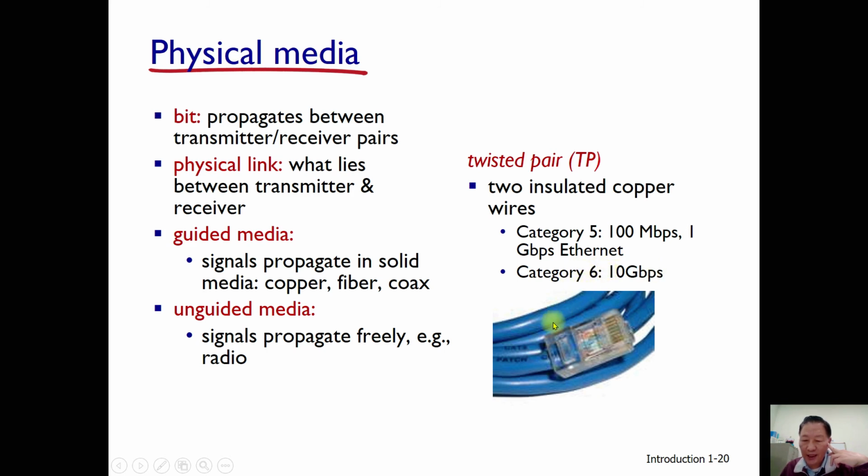And usually that is insulated, shielded. That means it is immune to electrical noise, thus it can be transmitted at higher speed in this category 6.